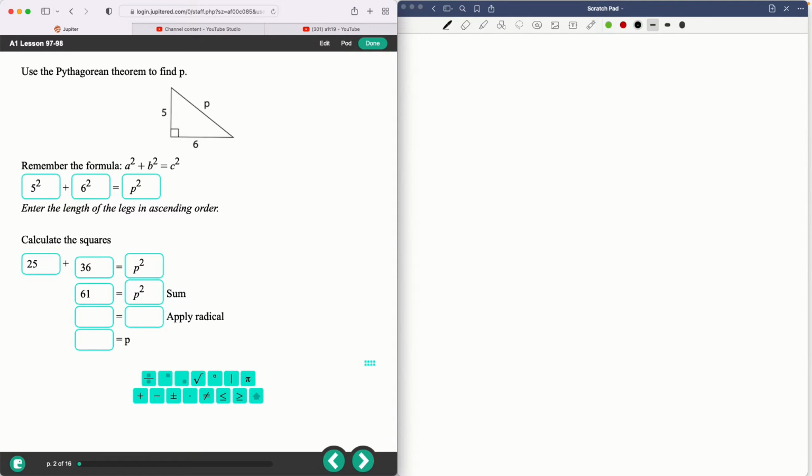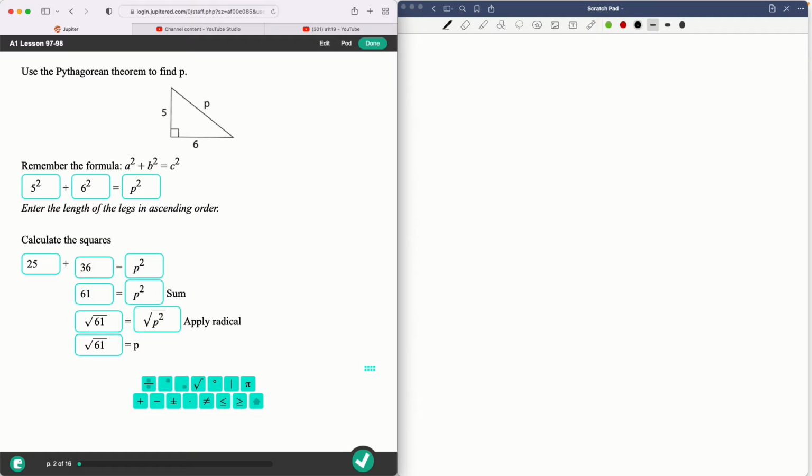So now we're going to apply the radical. This sum was where we added these together. We're going to apply the radical by putting square root of 61 on this side and the square root of p squared on this side. So when we take the square root, we can't reduce the square root of 61, but we can cancel out the 2 and the radical sign here, leaving just p. So this remains the square root of 61. That's all we can do here, okay? Check it. They're all correct.